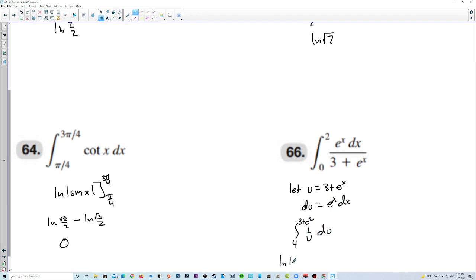which is the natural log of absolute value of u. And now we change those to u's. And we're going from 4 to 3 plus e squared, which is natural log of 3 plus e squared minus natural log of 4. So natural log of 3 plus e squared over 4.